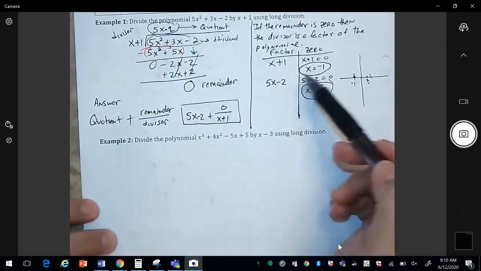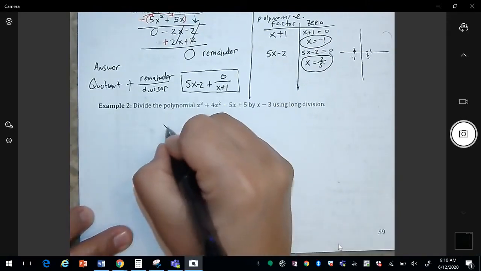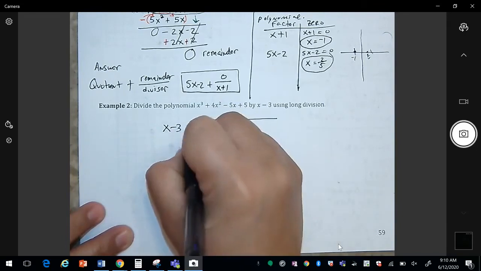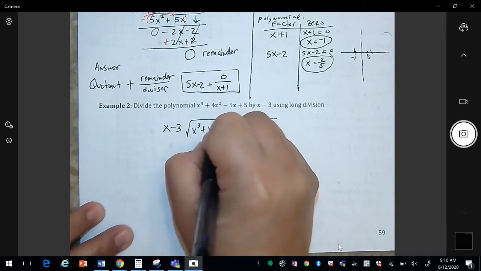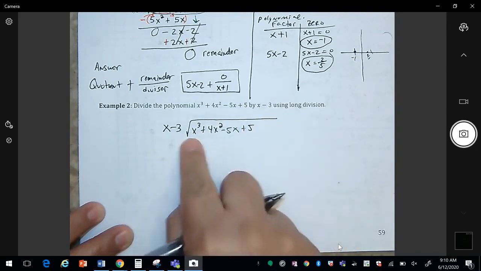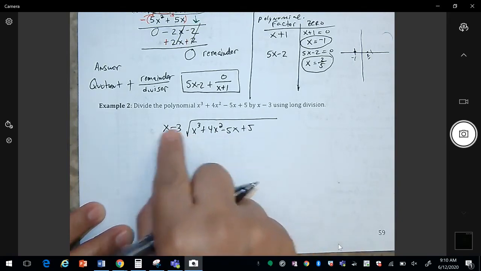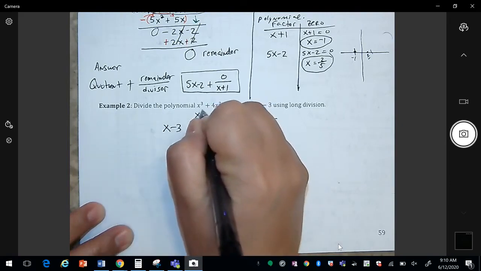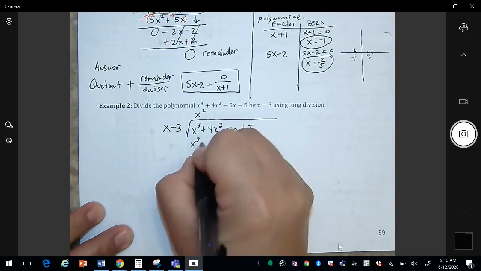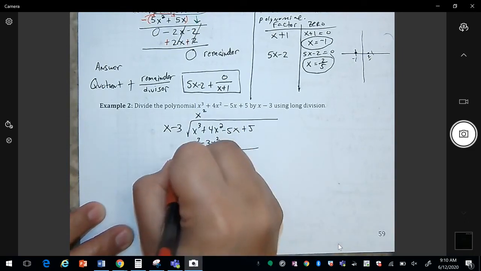Again, we can do this only if the remainder is 0. So let's try another one. We're going to divide x cubed, making sure they're in descending order, so we have x cubed minus 3x squared minus 5x plus 5 divided by x minus 3. The powers are in descending order. And then I have x cubed. How many times does x go into x cubed? That's x squared. x squared times x is x cubed. x squared times negative 3 is negative 3x squared. Since we're subtracting, we're changing the signs for each of these.